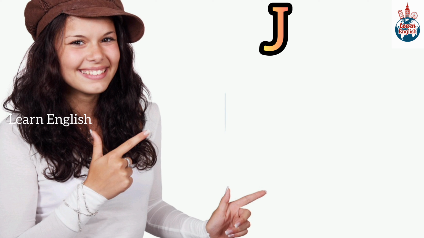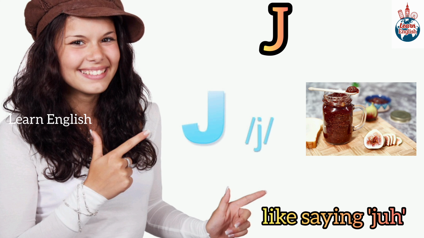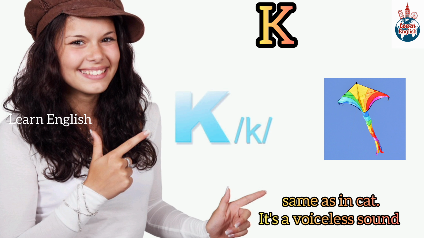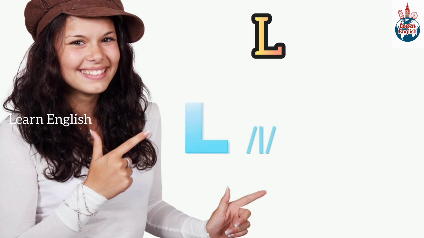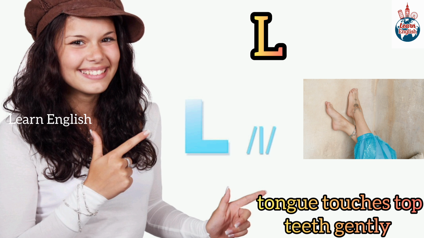J. J makes the sound J as in jam. Repeat: J, jam. K. K makes the sound K as in kite. Repeat: K, kite. Same as K in cat. It's a voiceless sound. L. L makes the sound L as in leg. Repeat: L, leg. Tongue touches top teeth gently.